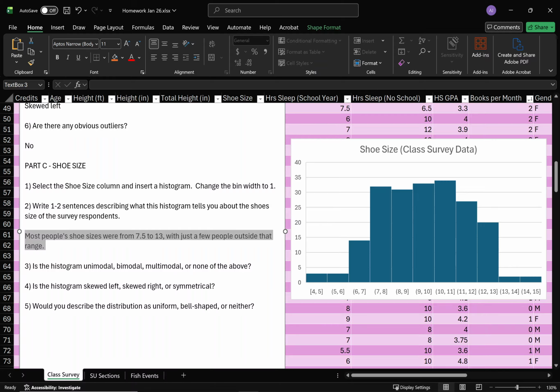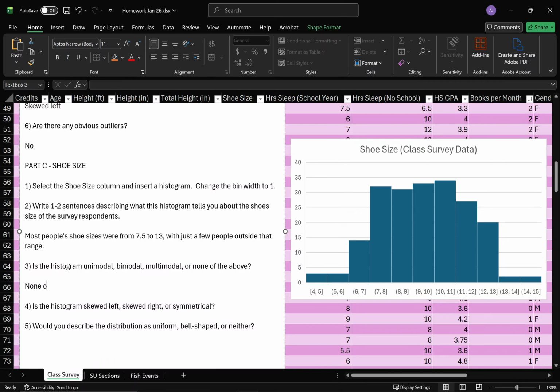Right. Question 3, is the histogram unimodal, bimodal, multimodal, or none of the above? It's a little bit hard to say because it is so flat across the top. You could either say it's unimodal with a mode around 10 to 11, or you could say it's none of the above since it doesn't have a clear point. I think I'll go with none of the above. No clear peak.